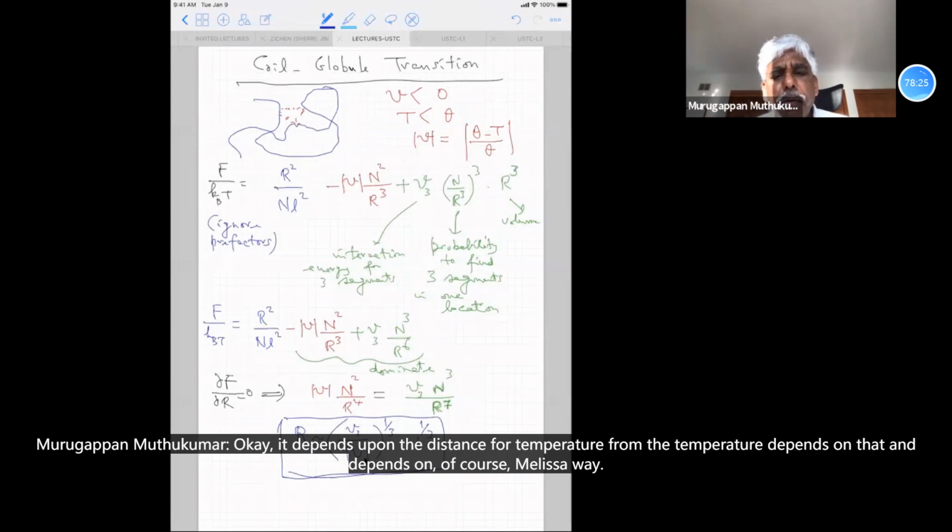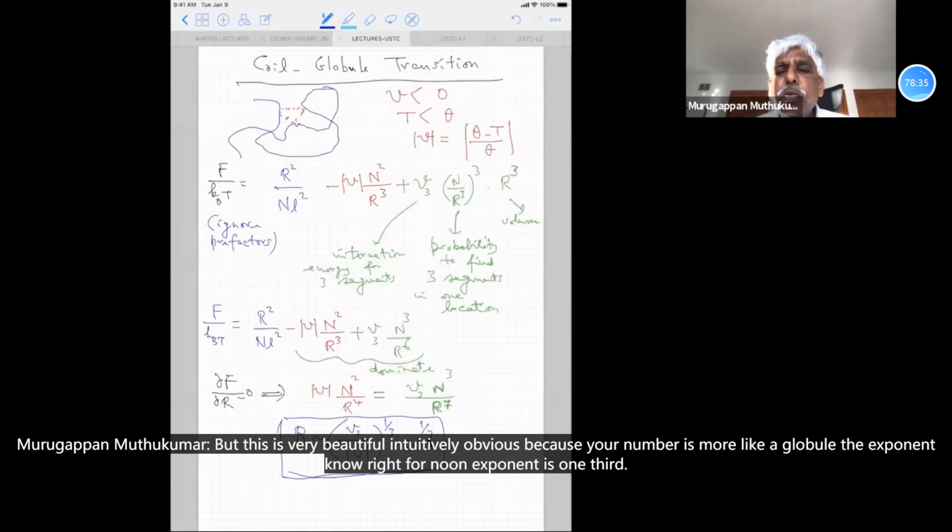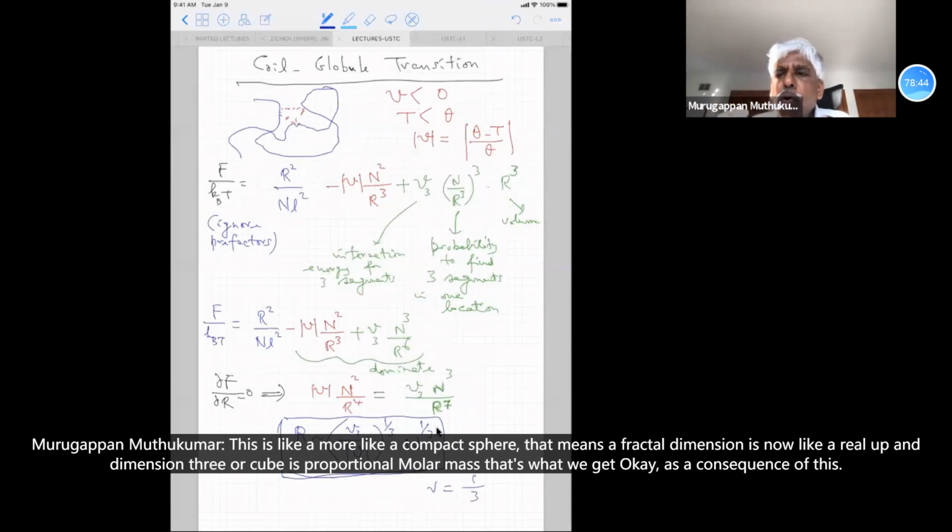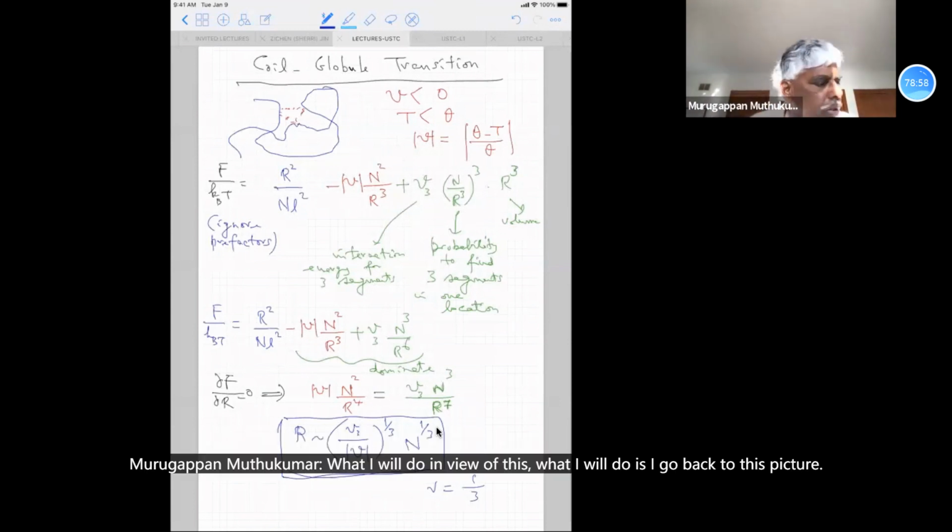It depends upon the distance in temperature from the theta temperature, and of course on molecular weight. But this is very beautiful and intuitively obvious, because remember it's more like a globule. The exponent nu is 1/3. This is more like a compact sphere. That means the fractal dimension is now like a real Euclidean dimension 3. R cubed is proportional to molar mass. That's what we get.